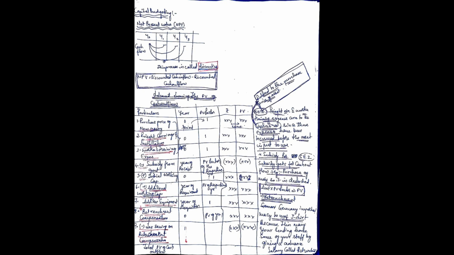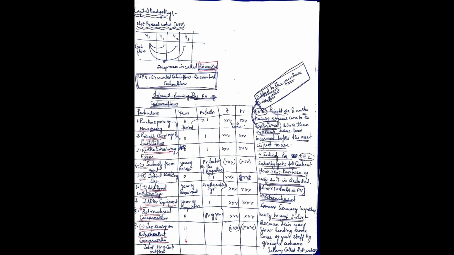Capital budgeting, that is NPV. Here, NPV is based on a zero period, that is today. It is based on a zero period and goes on year on year. This process is called discounting. NPV, as we all know, is equal to discounted cash inflow minus discounted cash outflow.